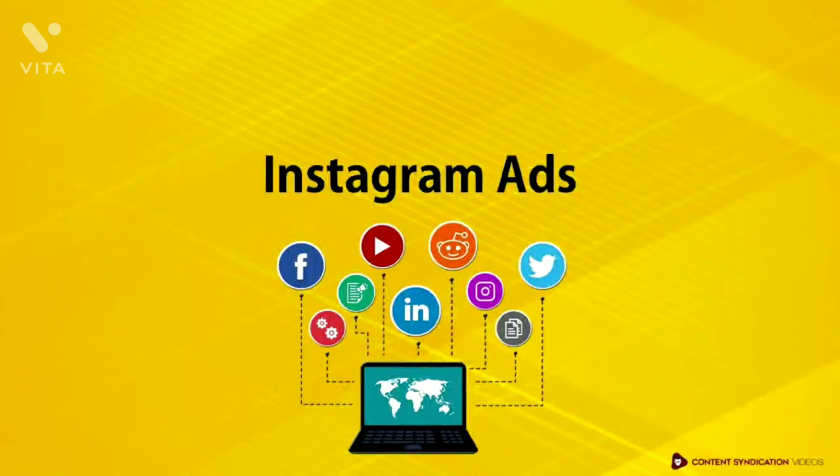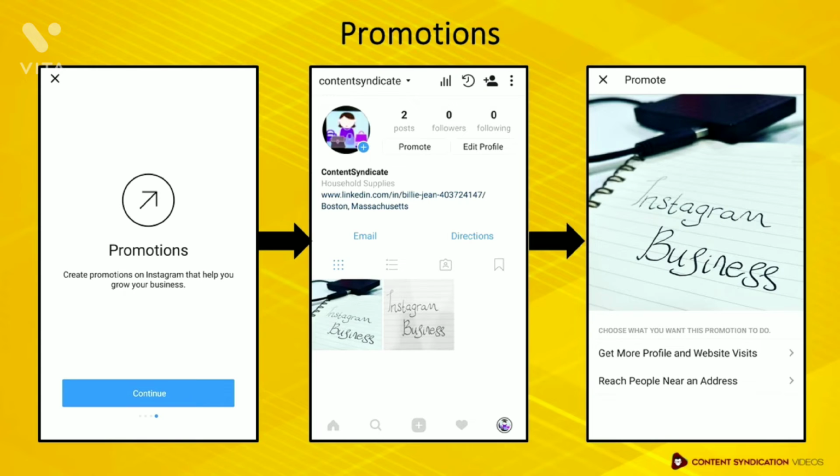Promotions, or Instagram Ads, allow you to create advertisements to promote your content to users worldwide. All you need to do is click Promote from your profile. From there, choose which post you want to promote. Depending on your objective, you need to choose what you want this promotion to do. Let's say you want to get more profile and website visits. Click on that option and you'll be directed to fill in all the details needed for a successful promotion.